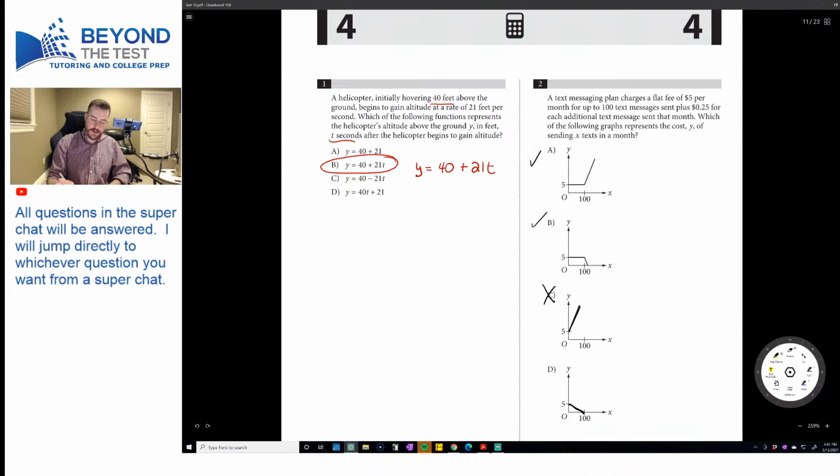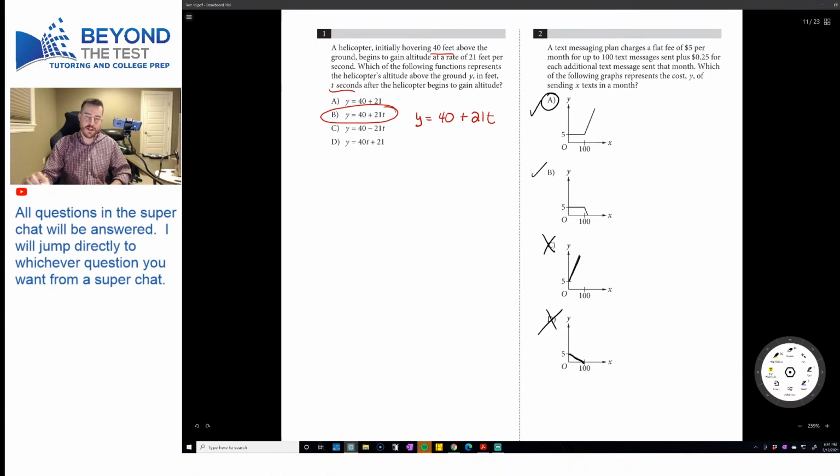And D, although it'd be nice, we don't want the cost to go down here, according to our problem. Okay, so now what we know here is, in addition to that, after they get to 100, it costs 25 cents for each additional text message. So your cost is going to go up after that. Which means it has to be choice A here, because B, the cost is going down. You're not going to take away if you send more than 100 text messages. No, they're going to charge you more for 100 text messages plus.